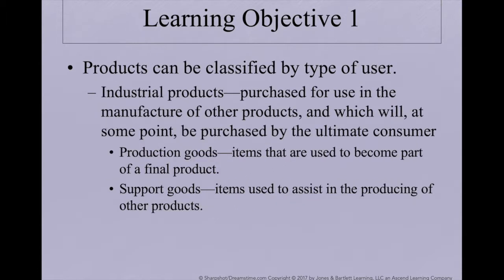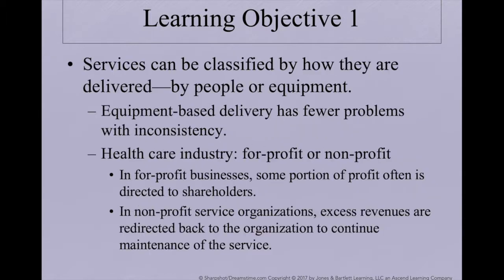Industrial products have 2 broad levels of classification. One is production goods, items that are used to become part of the final product, and support goods, items used to assist in the producing of other products. Industrial products are purchased for use in the manufacture of other products which will at some point be purchased by the ultimate consumer. Services can be classified by how they are delivered, by people or equipment. Equipment-based delivery has fewer problems with inconsistency. Healthcare services are primarily delivered by professionals and skilled labor.